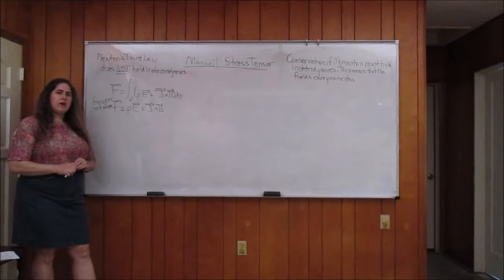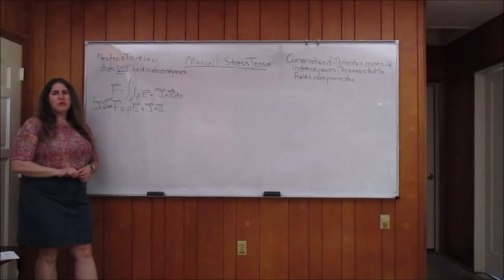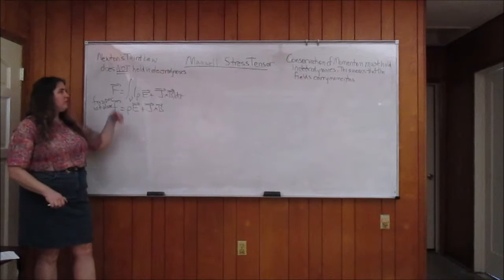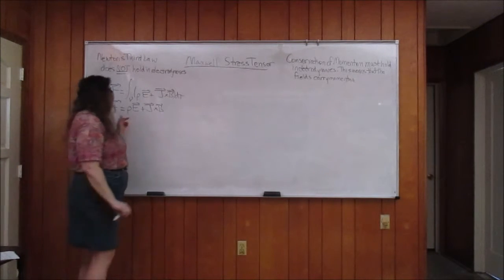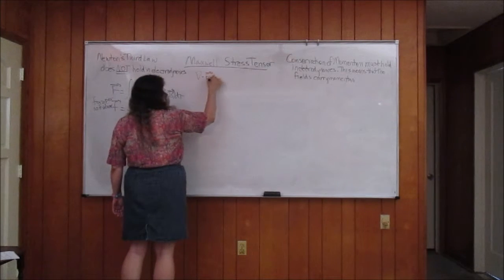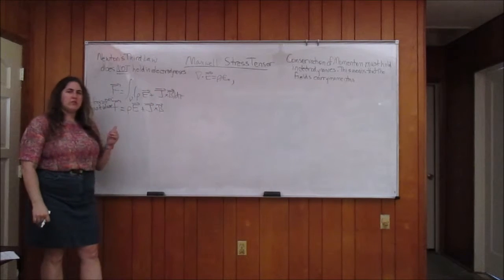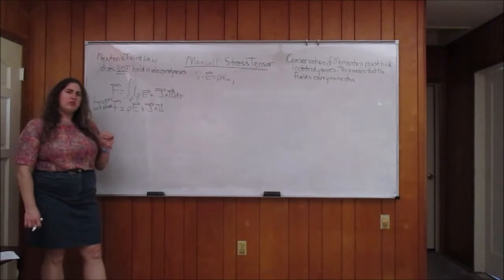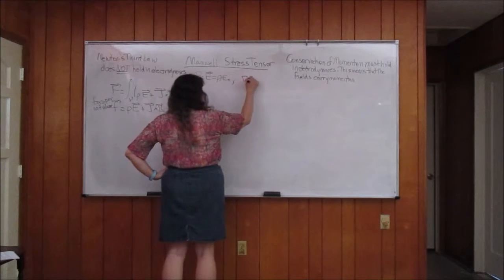I'm going to make use of some vector identities and also some product rules and, of course, Maxwell's equations to come up with the definition for the Maxwell stress tensor. So just as a reminder, Gauss's law tells us that the divergence of the electric field is equal to the charge density over epsilon naught, or permittivity of free space.